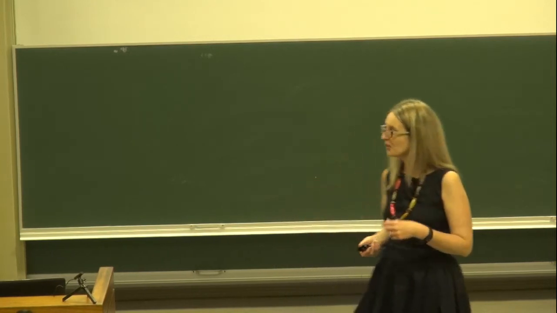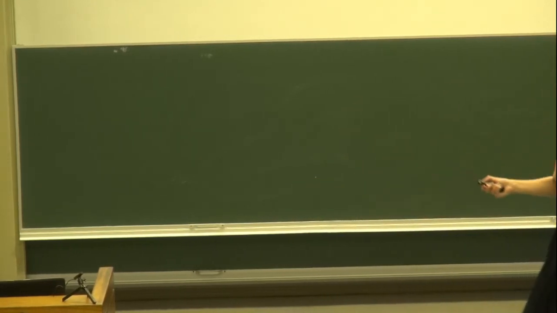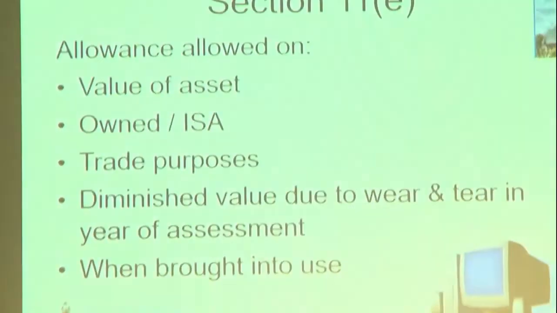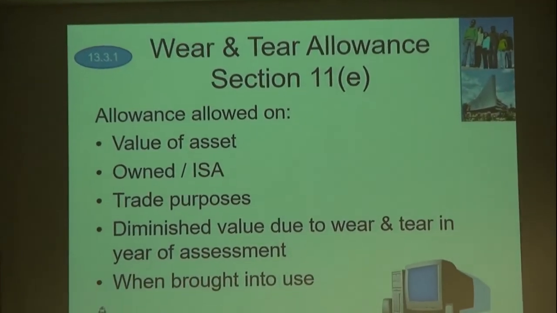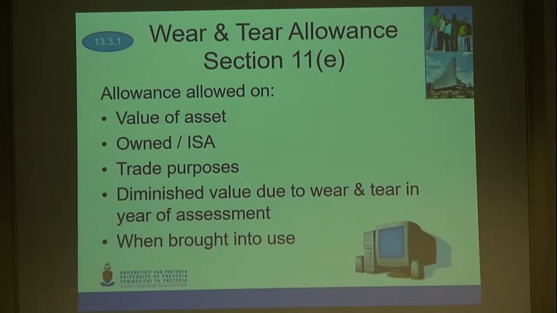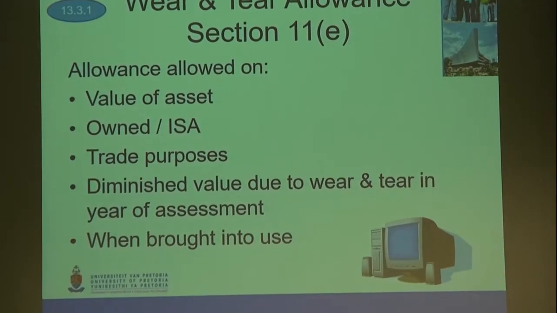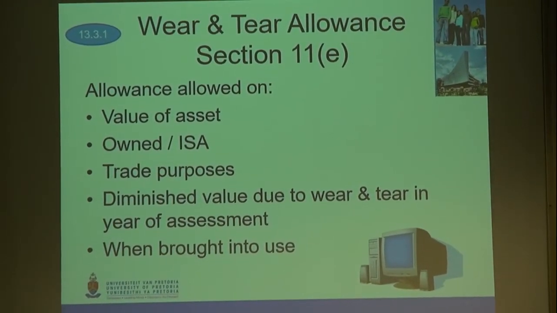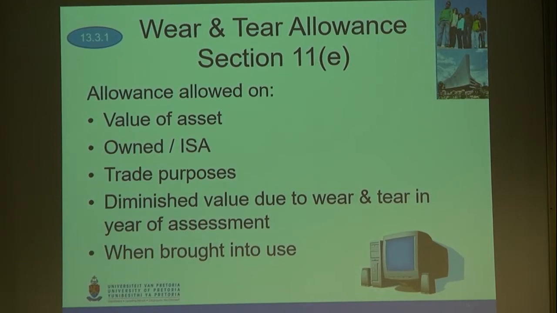Right, now here comes the next general rule for all our assets. The general rule is that an asset must be owned by the taxpayer for them to be able to claim the allowance. Now, we speak about someone owning it straight up. In other words, I've gone out and I've purchased it for cash. Or secondly, we also speak about an ISA, an installment sale agreement.